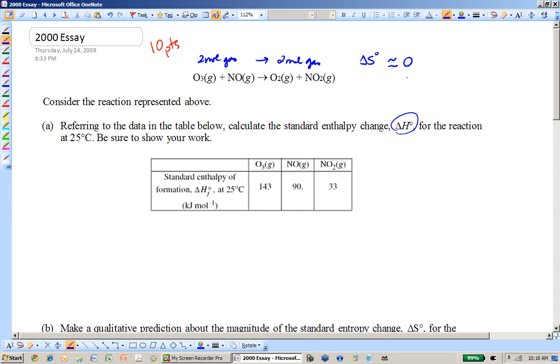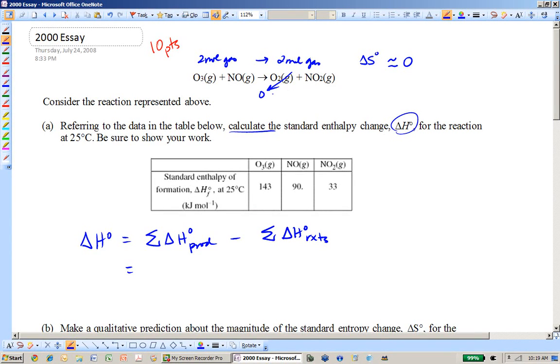Referring to the data in the table below, calculate, even though you don't have a calculator, the standard enthalpy change for the reaction at 25 degrees Celsius. Be sure to show your work, because that's where the points are going to be added. So delta H naught is equal to, now we do Big Mama equation, Hess's law formally, the delta H naught of the products minus the delta H naught of the reactants.